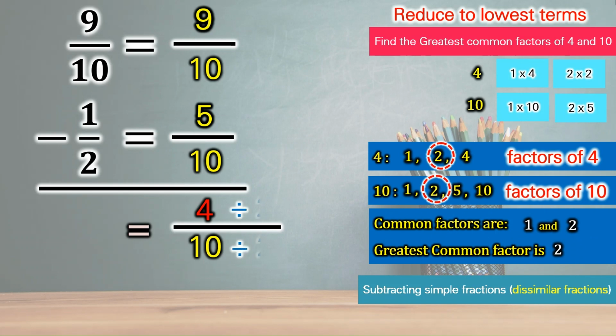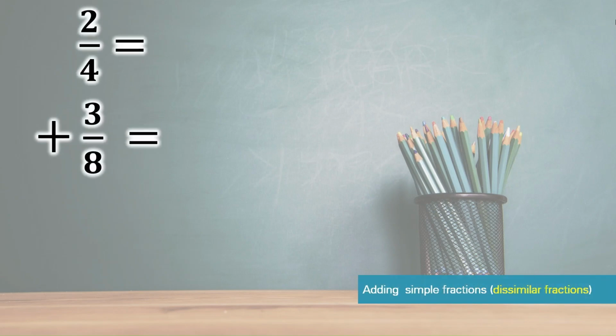4 divided by 2 equals 2. 10 divided by 2 equals 5. 2/5 has no common factors except 1 and itself. So, 2/5 is the final answer. Let's have another example. This time we add simple fraction with dissimilar fractions: 2/4 plus 3/8.